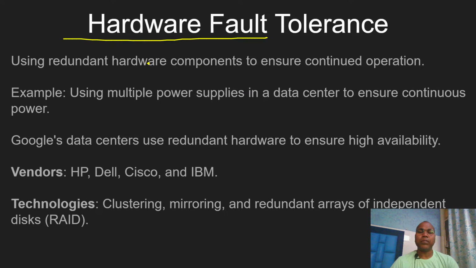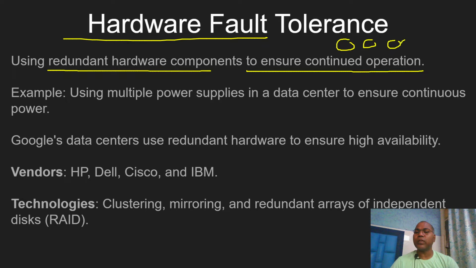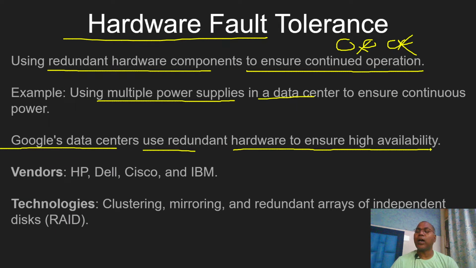As I already discussed, using redundant hardware components ensures continued operation, because you are using multiple redundant servers. If one of them fails, another takes over. Maybe there is a multiple power supply issue, or a data center problem, and still our application should run. A good example is Google, whose data centers and hardware are redundant to ensure high availability.